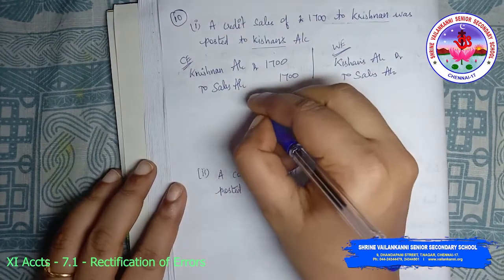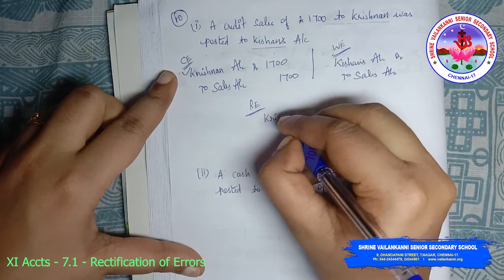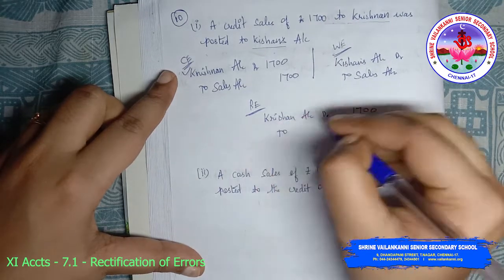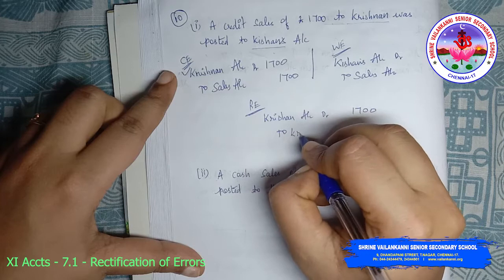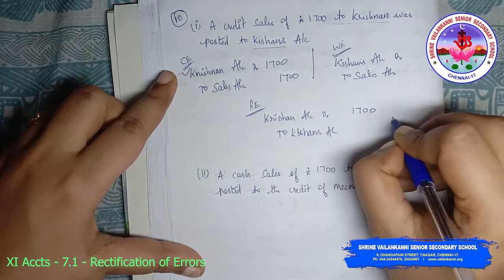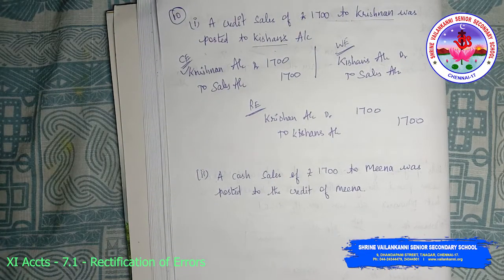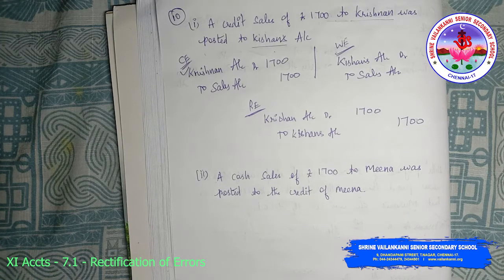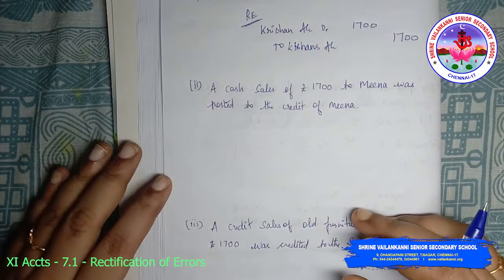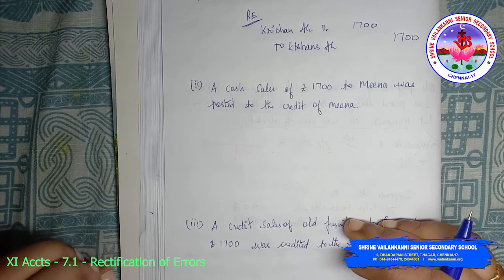So what is the rectifying entry? Rectifying entry, correct debit is to be debited, wrong debit has to be cancelled through crediting it. So this is the correct entry. Krishna account debit to Kisan's account. In the narration part, you have to write being credit sales to Krishna was posted to Kisan's account, now rectified.